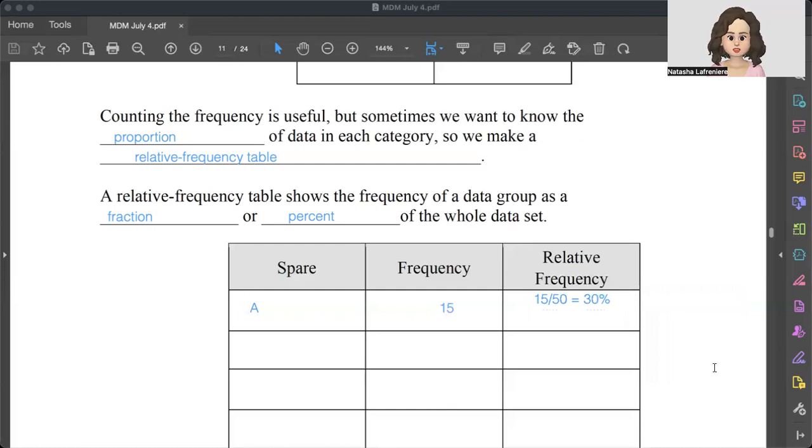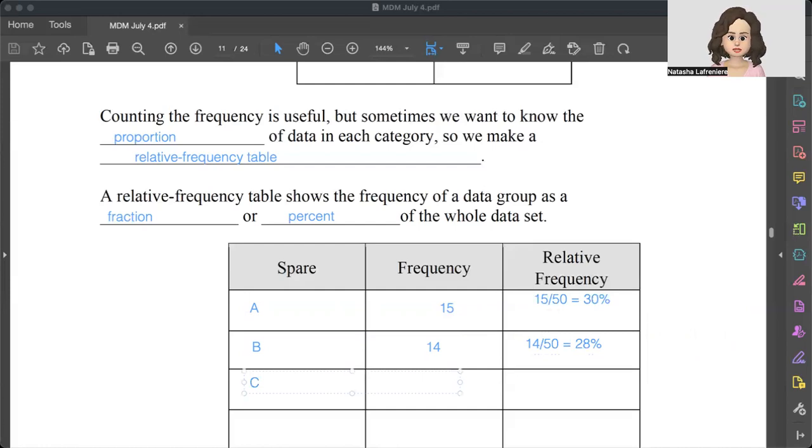So that gives us more of an idea. We can say, hey, 30% of these students have a spare period 1. If we were to look at spare B, we said that we had 14 students. So we would do the same: 14 divided by 40 times 100 is 28%.